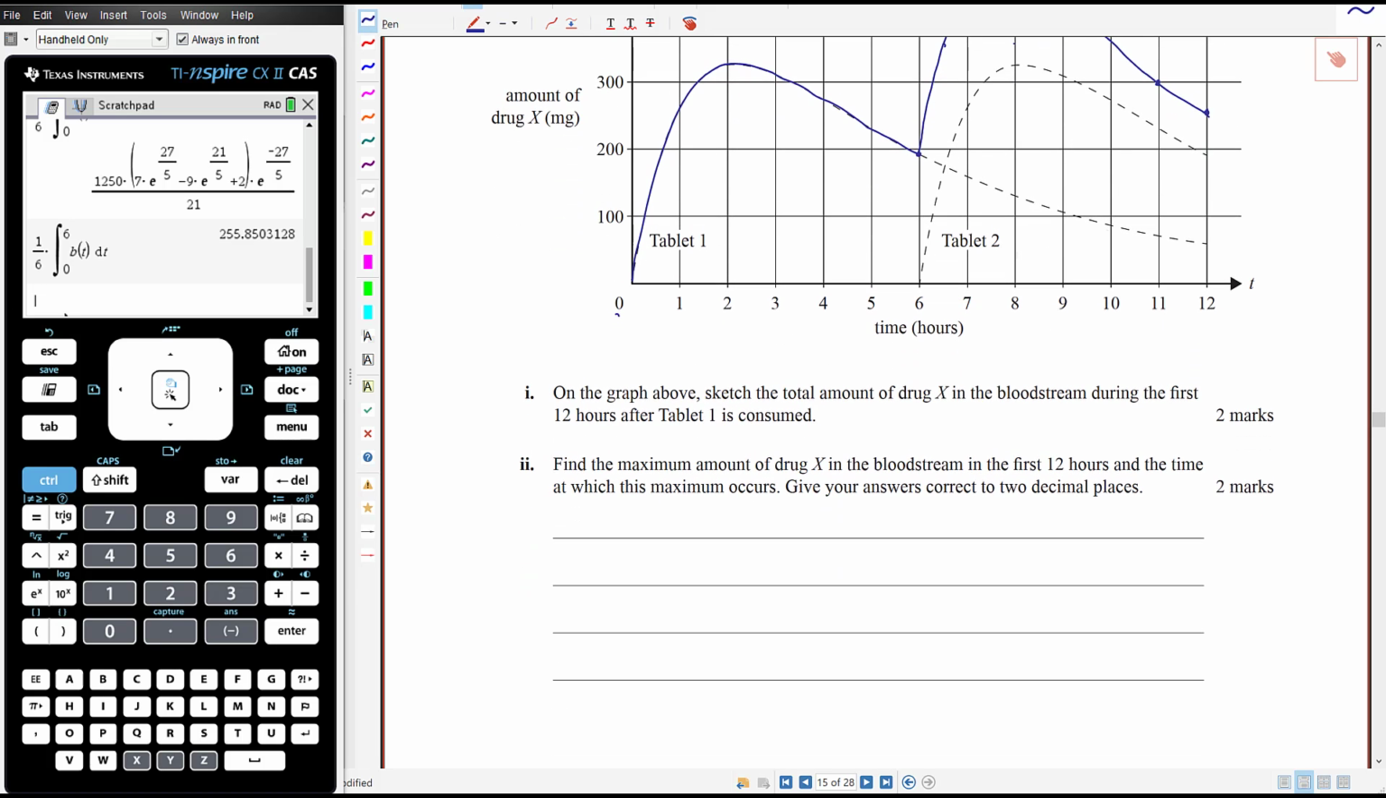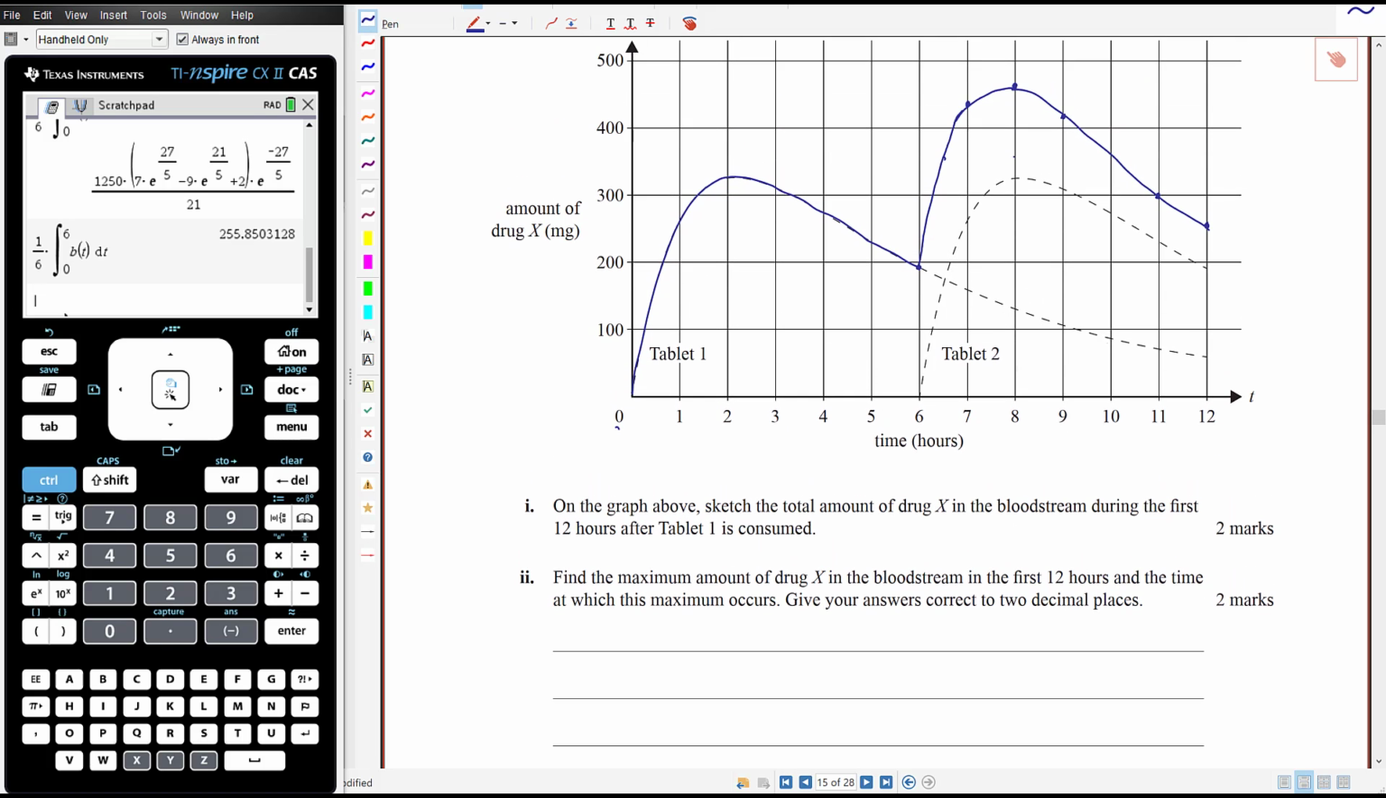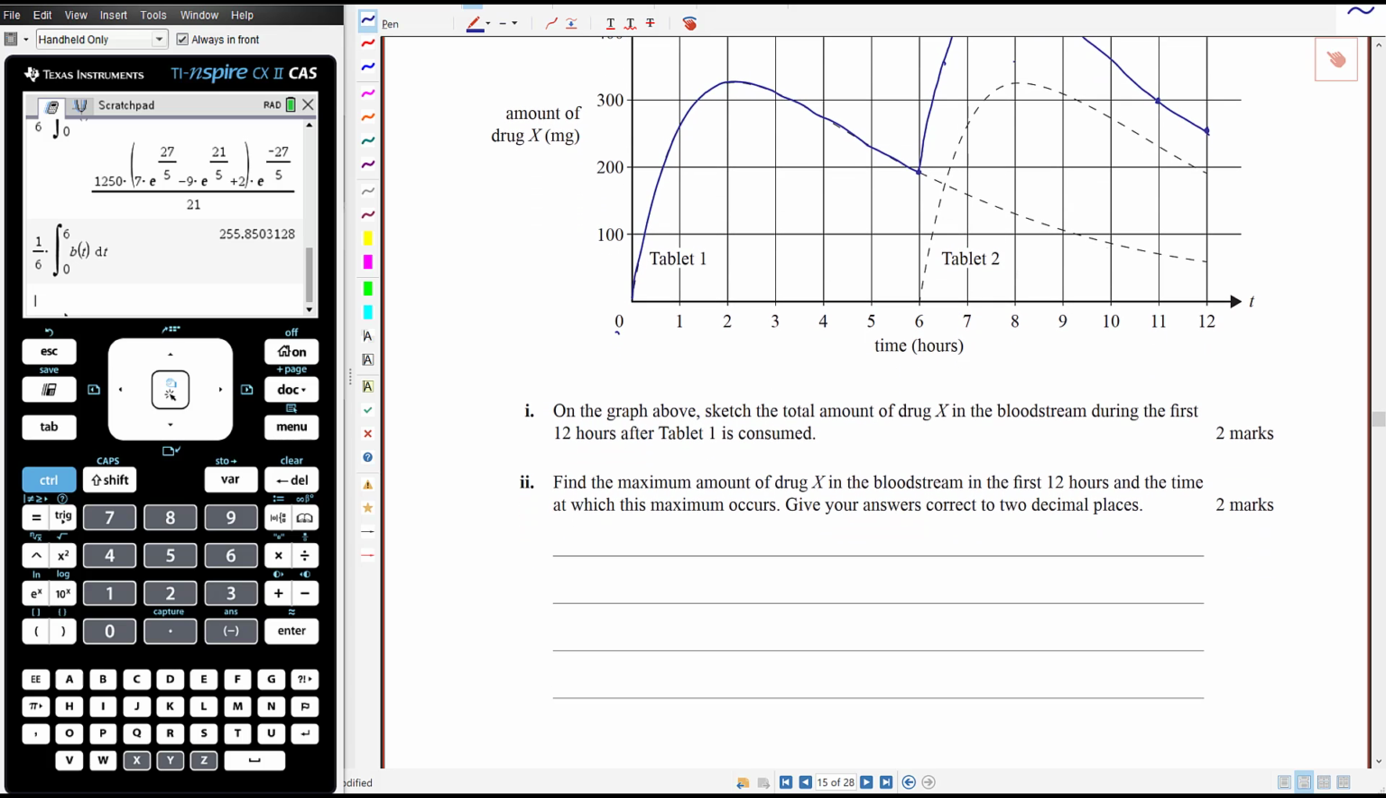Okay, so our function is just b of t from 0 to 6, but then we want to think about what's happening between 6 and 12. If we imagine this curve is b2 of t, b2 of t would simply be b of t translated to the right by 6. So b of t minus 6. So tablet 1 translated to the right by 6 is going to give me tablet 2.